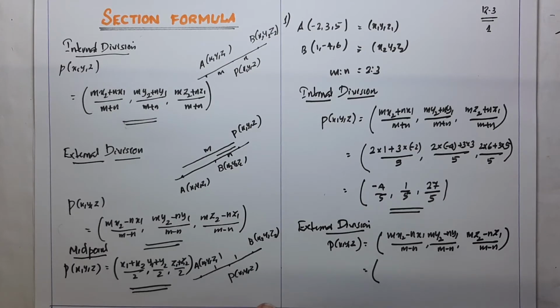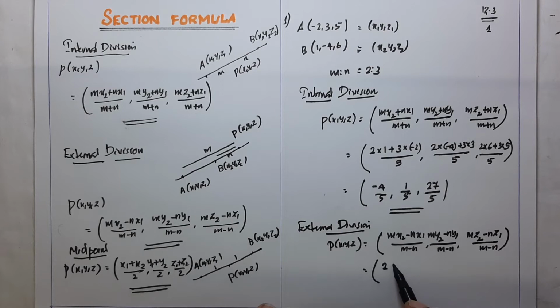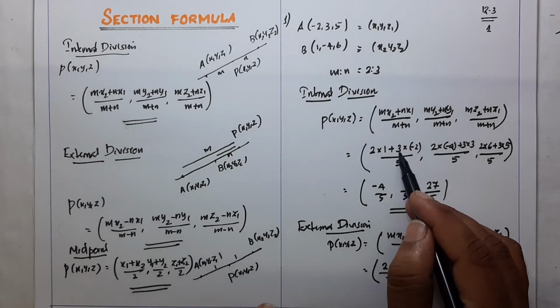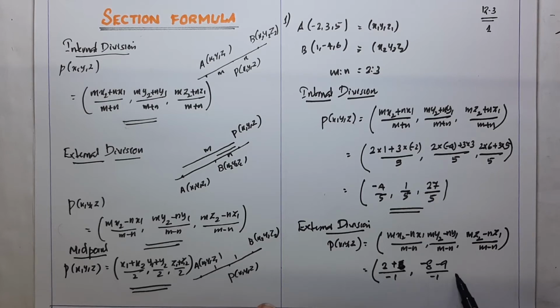m and n correspond to the same 2 and 3. The only change is that plus changes to minus. That is, m minus n means 2 minus 3, which is -1. Okay, 2 into 2 minus 3 into -2, that is 2 plus 6, divided by -1. Then 2 into -4 is -8, minus 9, divided by -1. And last, 12 minus 15 divided by -1. We get the answer (-8, 17, 3).